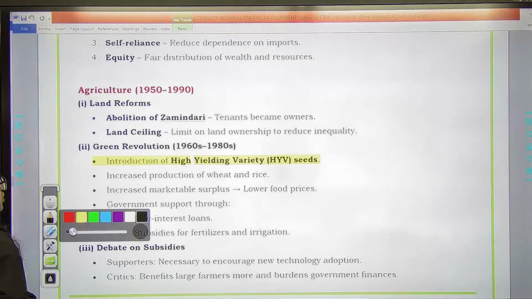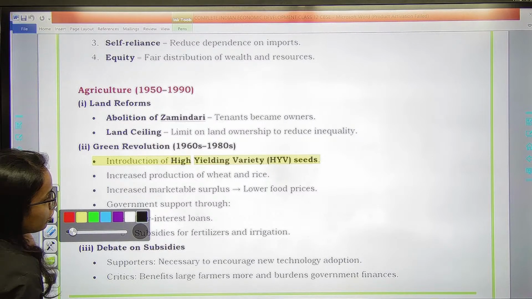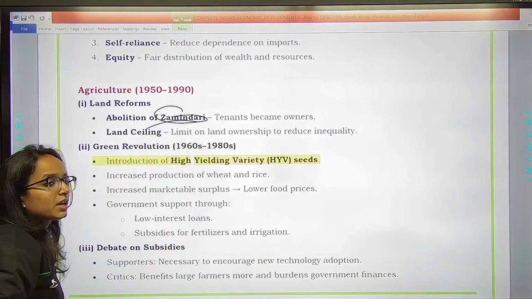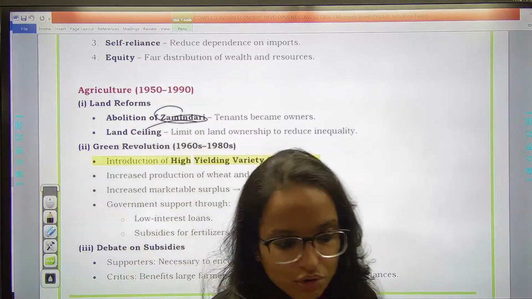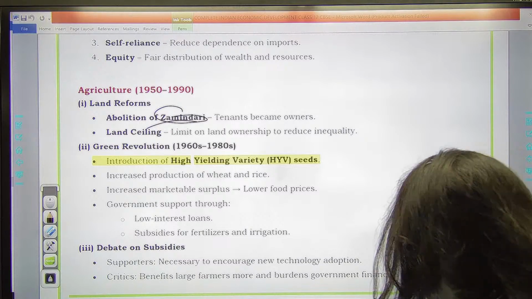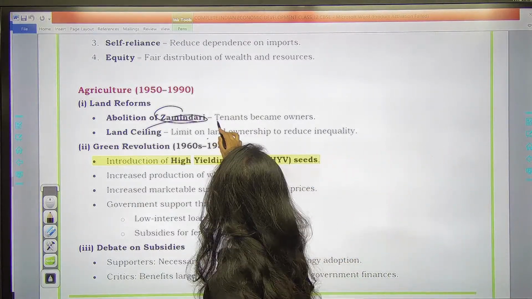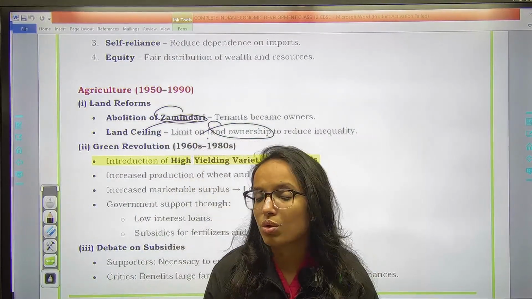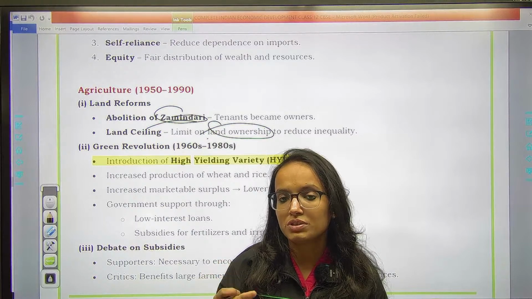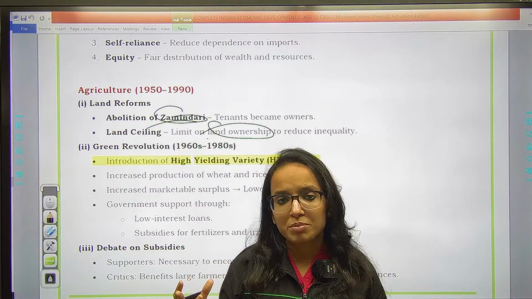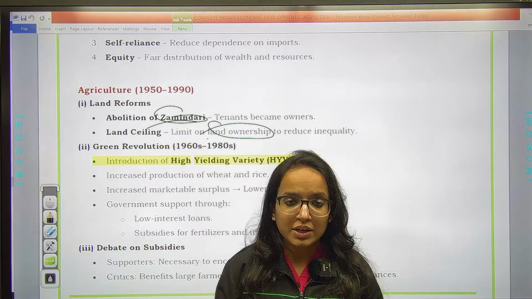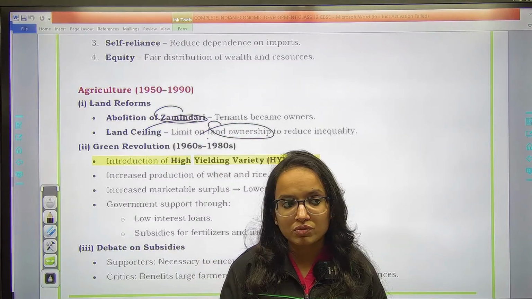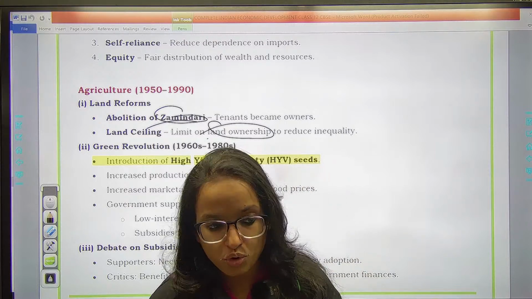Then if you look at the situation of agriculture between 1950 to 1990, there were certain land reforms which were adopted, like abolition of zamindari. With zamindari abolished, the tenants became owners and a lot of problems were solved, because zamindars used to exploit the tenants and the farmers. Land ceiling, a limit on land ownership, was also there, because otherwise only a few farmers used to hold huge land, right? So there was concentration of ownership and a lot of farmers were landless. To reduce this kind of inequality, land ceiling was introduced, where you can have only a limited amount of ownership over the land.